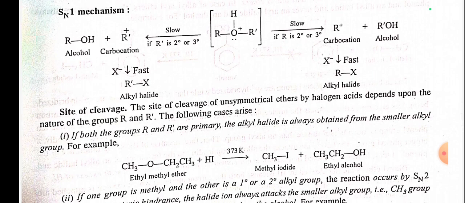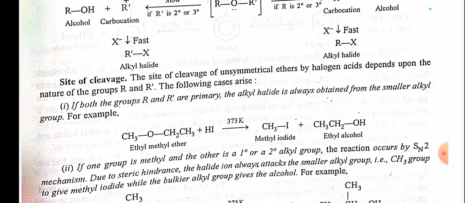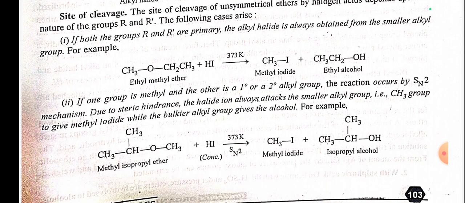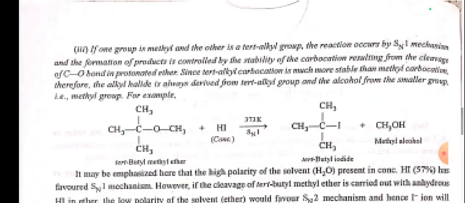Site of cleavage. The site of cleavage of unsymmetrical ethers by halogen acid depends upon the nature of groups R and R'. If both groups are primary, then the alkyl halide is always obtained from the smaller alkyl group. Ethyl methyl ether gives methyl iodide and ethyl alcohol. If one group is methyl and another is a primary or secondary alkyl group, the reaction occurs by SN2 mechanism. Due to steric hindrance, the halide ion always attacks the smaller alkyl group, the CH3 group, to give methyl iodide, while the bulkier alkyl group gives the alcohol.